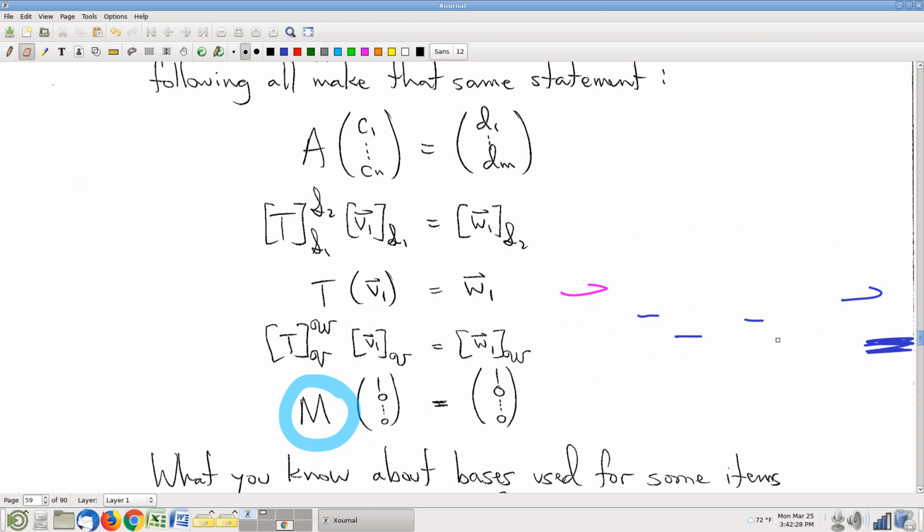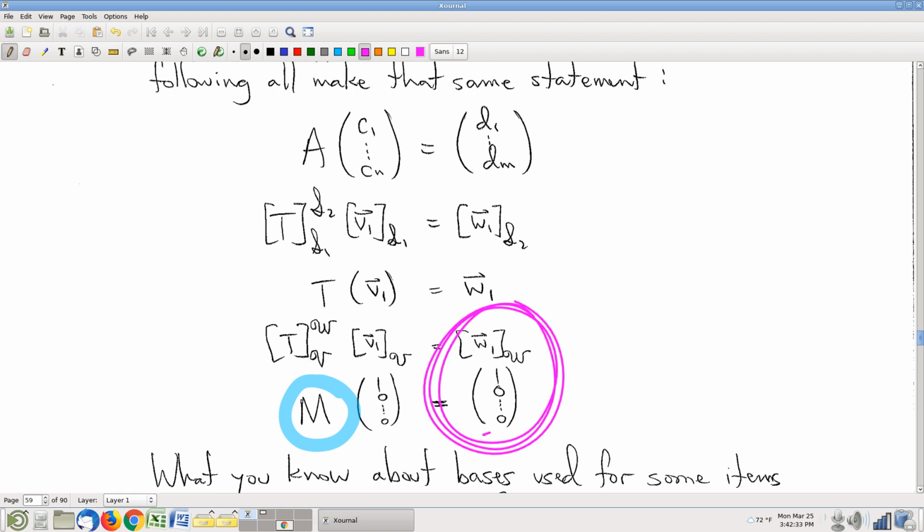Okay, analogously for the other side, this is script W coordinates of something. Script W coordinates of what? Well, easy to persuade yourself, W1.